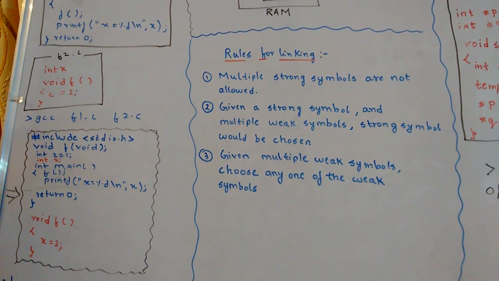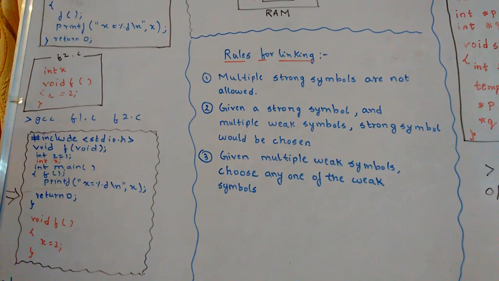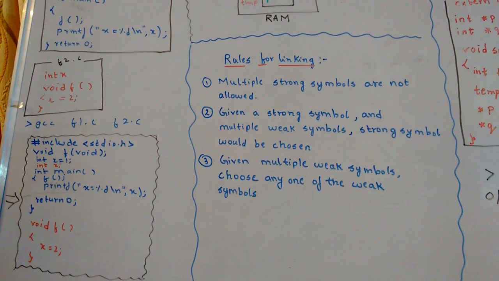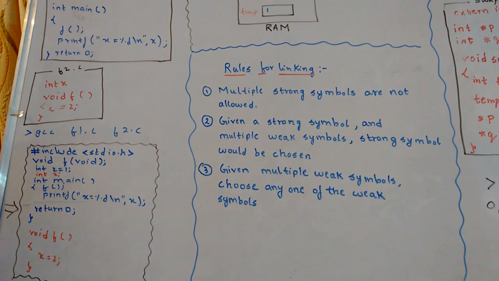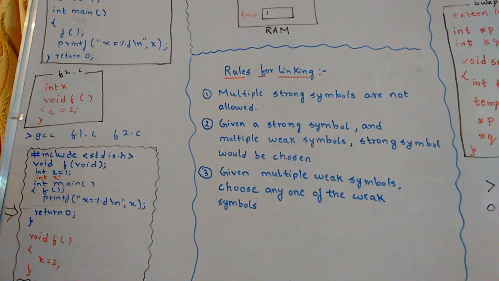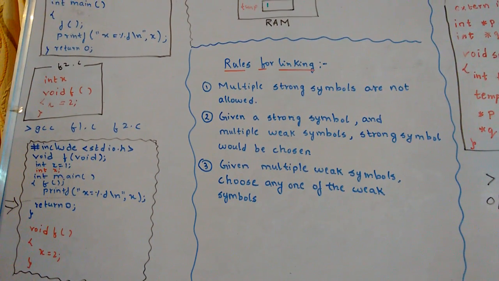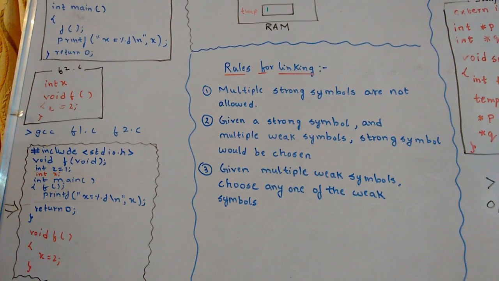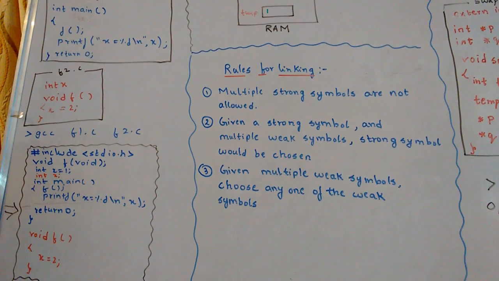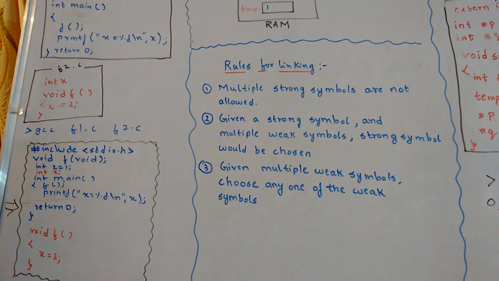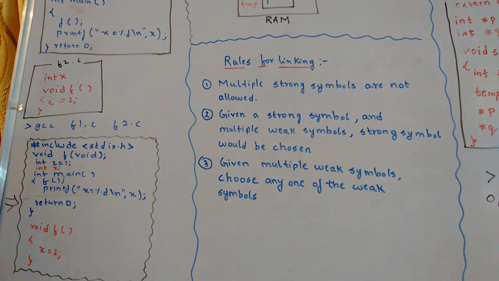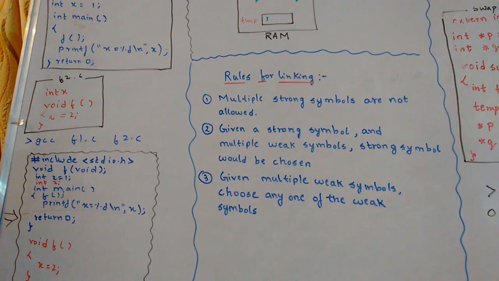The third rule is also very simple. Given multiple weak symbols, so many of them are uninitialized, you can choose any one of them and it would work fine. I wouldn't write an example program for rule 3 because it's pretty straightforward, and we have already had the experience of writing for rule 1 and rule 2. So I think you would be able to write it on your own.